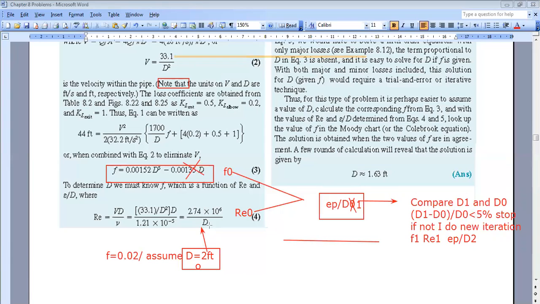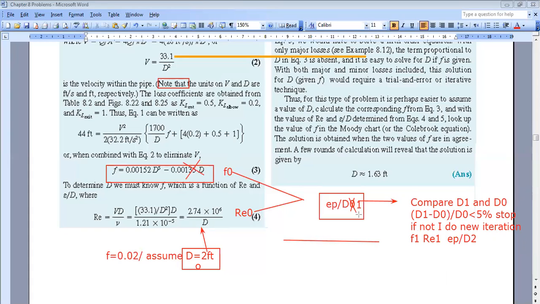You replace d0 in these two equations, you get f0 and Reynolds 0. These two parameters, when you go to Moody chart, will give you d1. So you know the value of d1. Now you compare d1 to d0. If the difference is small, you stop. If not, you should repeat.